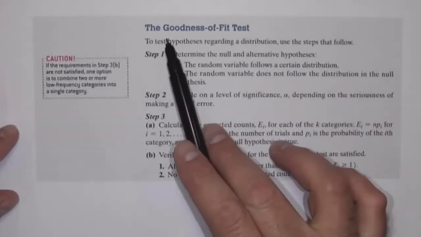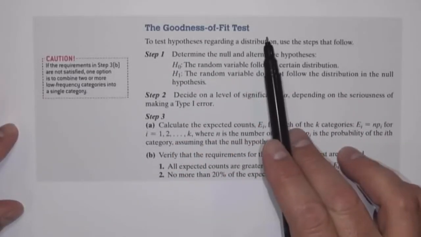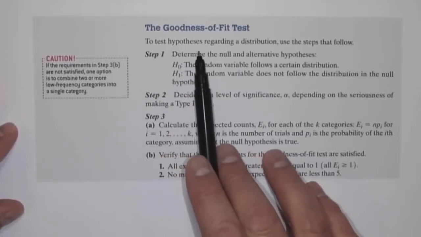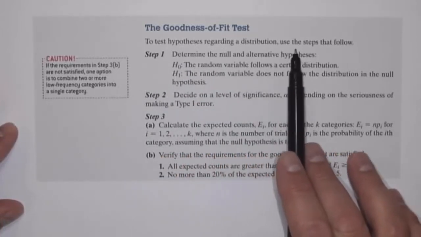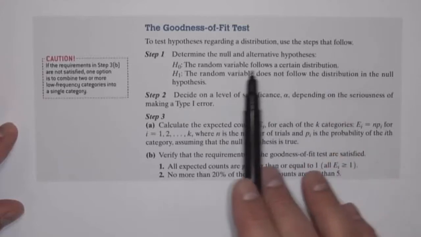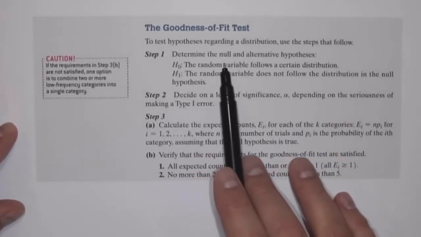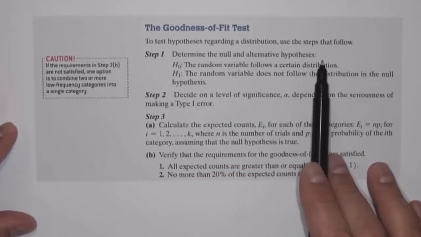In this video, we're going to conduct the goodness of fit test. To test hypotheses regarding a distribution, use the steps that follow. Step 1. Determine the null and alternative hypotheses.